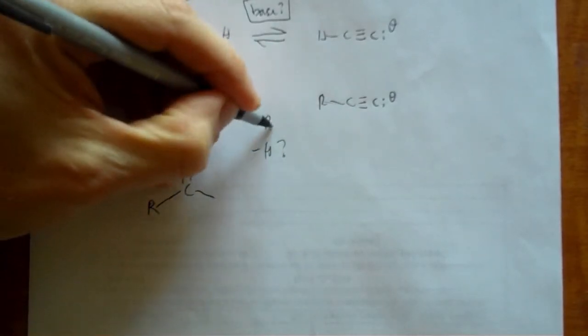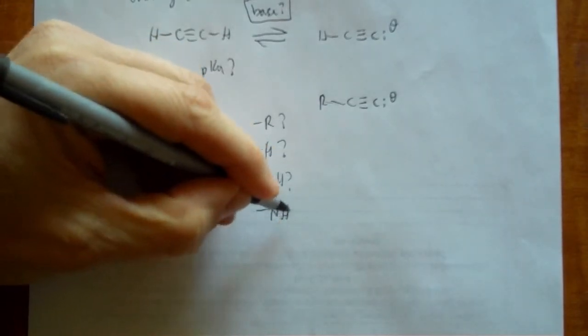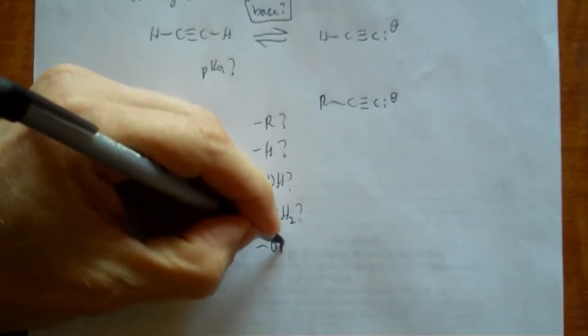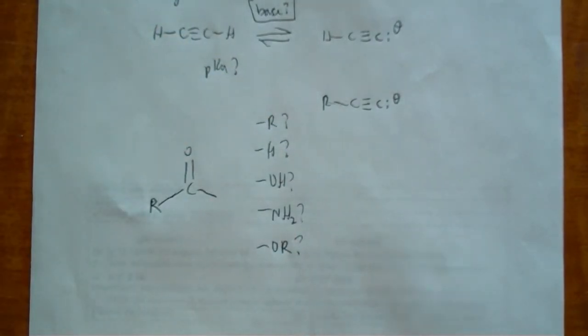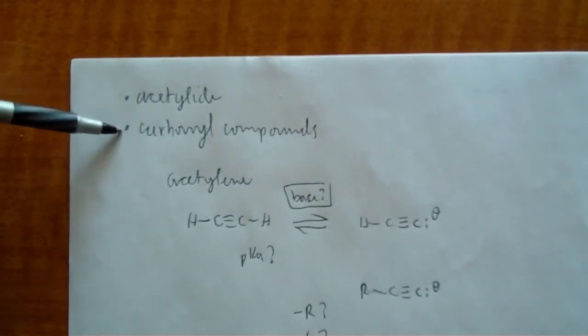If it's a hydrogen, what if it's an alkyl group? What is it? What if it's a hydroxyl? What is it? What if it's an NH2? What is it? Please consider what if it's an alkoxy group? What is it? Okay, so these are carbonyl compounds. These are the two terms you have to be thinking of. These need to be all right.